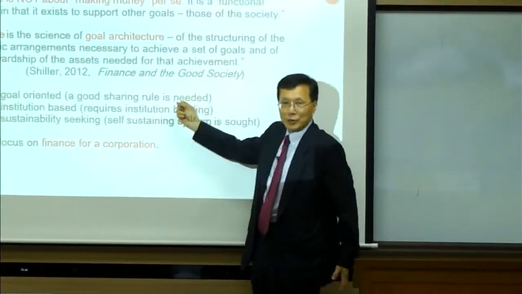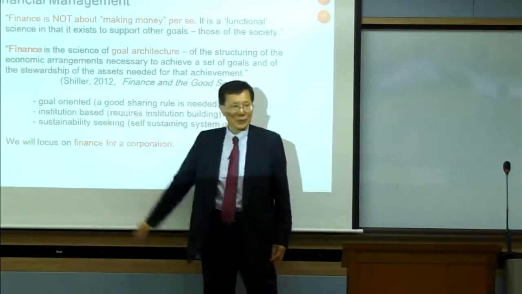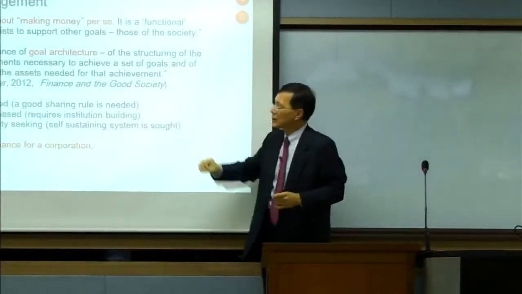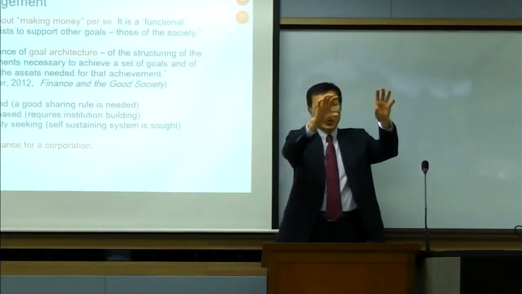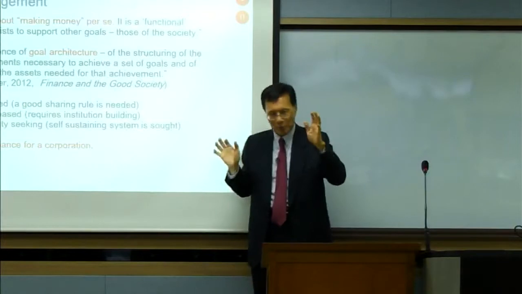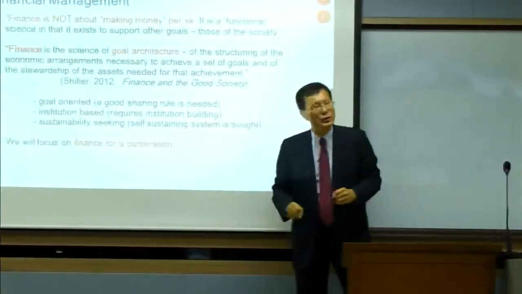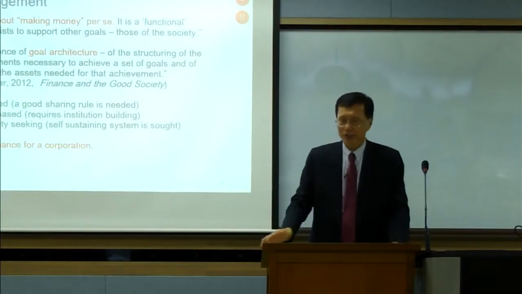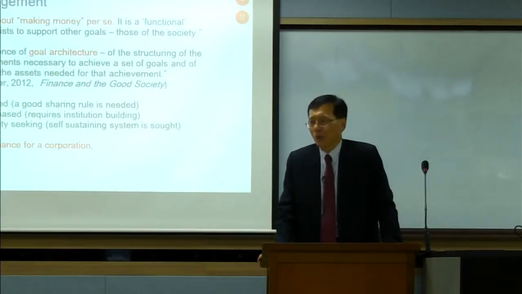For finance to be effective, it has to be goal-oriented. It has to be related to the goal. So for the goal to be effective, there has to be a good sharing rule. We'll talk about this later. It also has to be institution-based. There have to be good institutions that support this. 60 years ago, Korea was almost nothing.